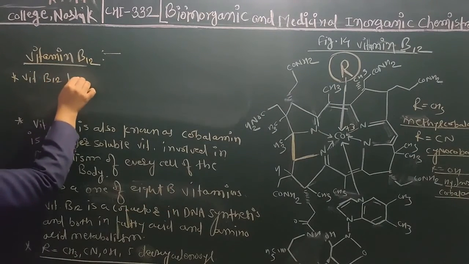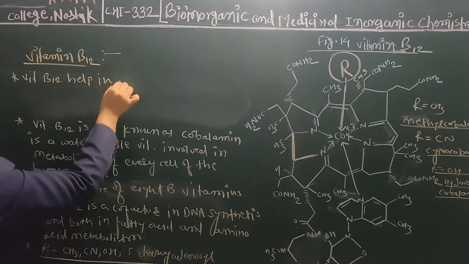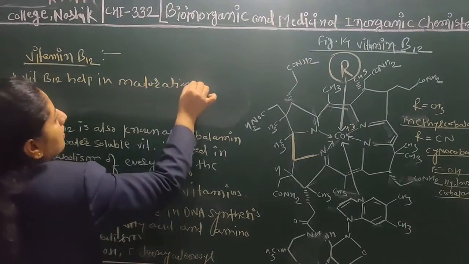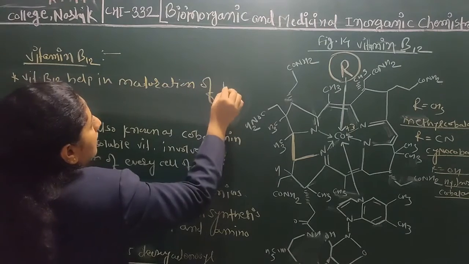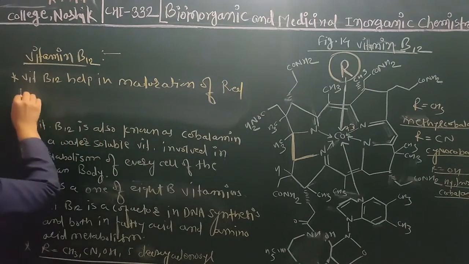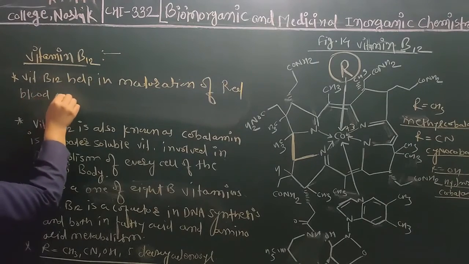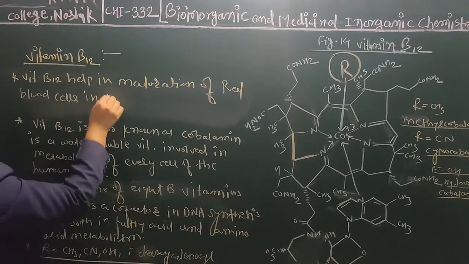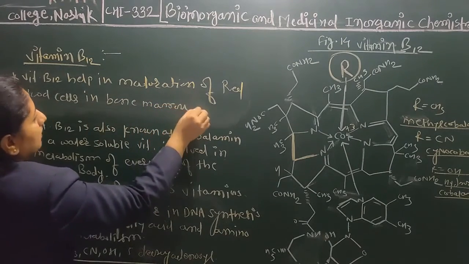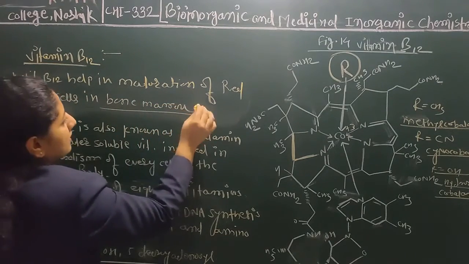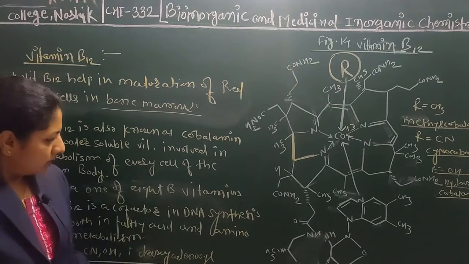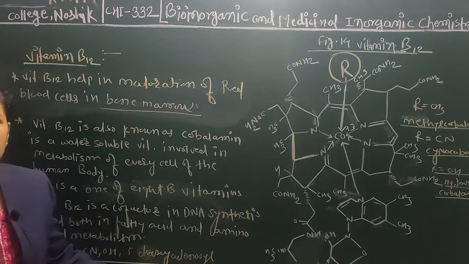Vitamin B12 helps in maturation of red blood cells in bone marrow, so this is one of the important functions of vitamin B12. So these are the general characteristics of vitamin B12.